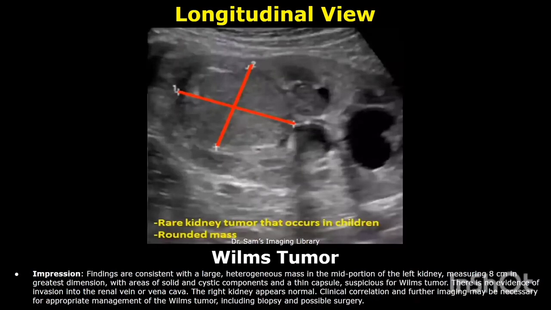Here is the impression. The findings are consistent with a large heterogeneous mass in the mid portion of the left kidney, measuring 8 centimeters in greatest dimension, with areas of solid and cystic components and a thin capsule, suspicious for Wilms tumor.